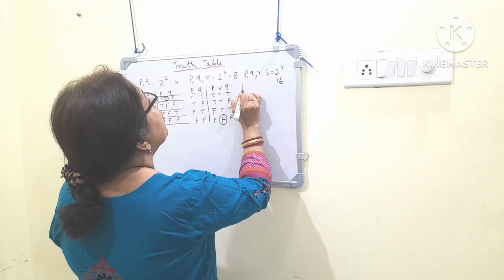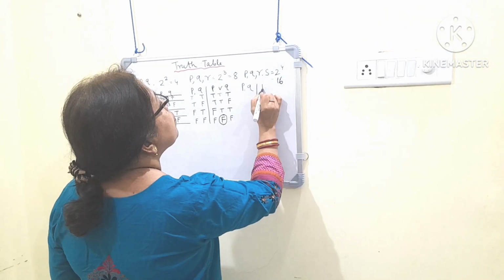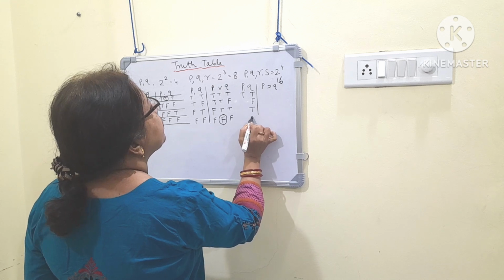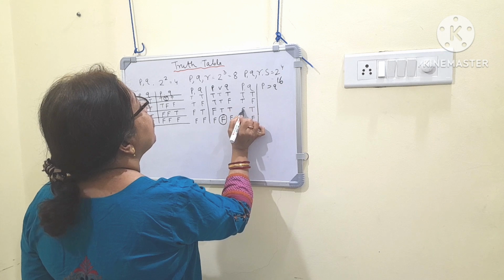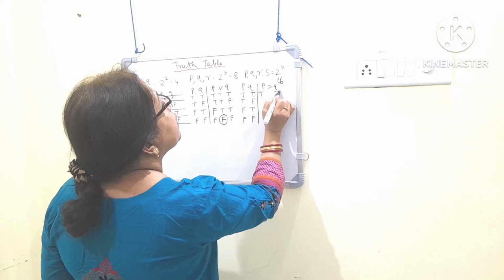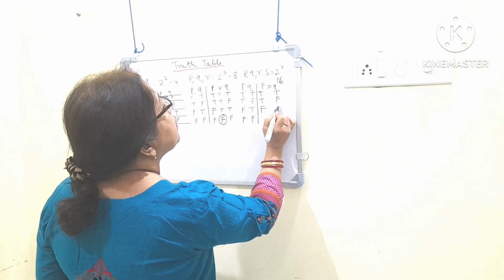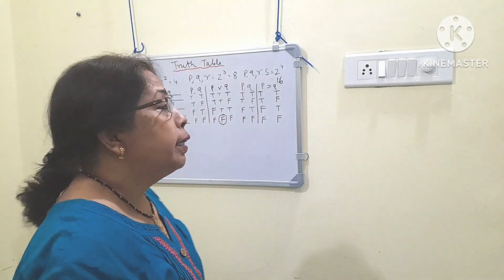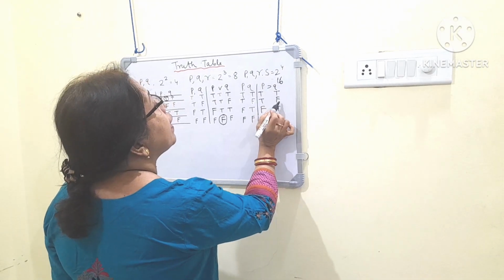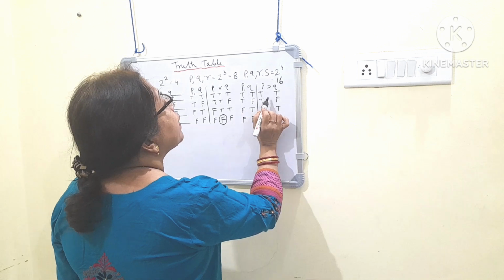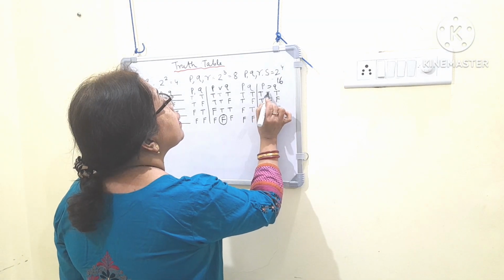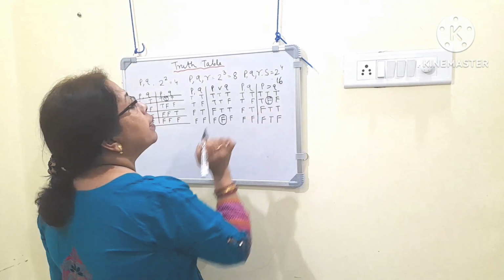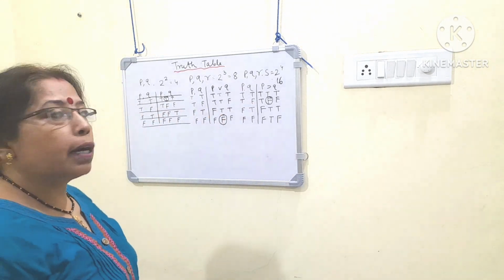And next, P horseshoe Q. First you write T, F, T, F, then T, T, F, F, and here also write the same thing, T, F, T, F. In this case, you have to remember that where T is present first and F is present for Q next, at that time you put only F, and in all other places you write T. Only this thing you have to remember, and in other cases you put T.